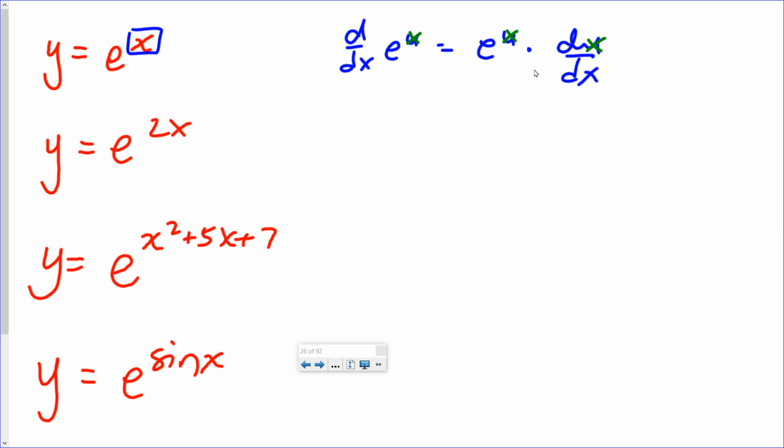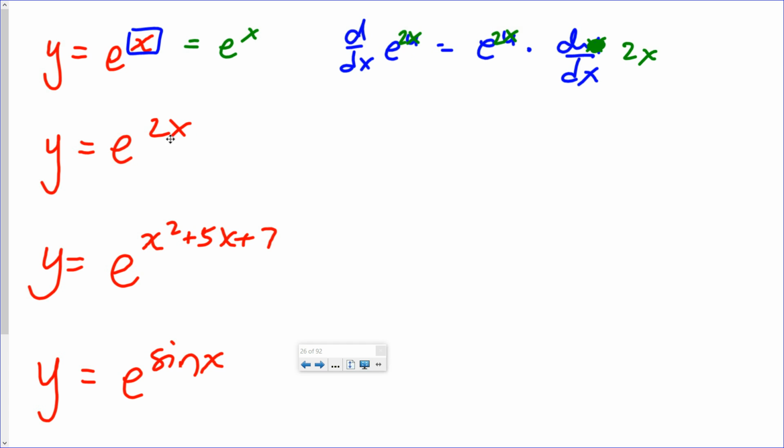It's e to the x times dx/dx. What's dx/dx? 1. So this is just e to the x times 1. Okay? What if instead of x, I put in 2x? So here this would be 2x, this would be 2x, and this would be the derivative of 2x.